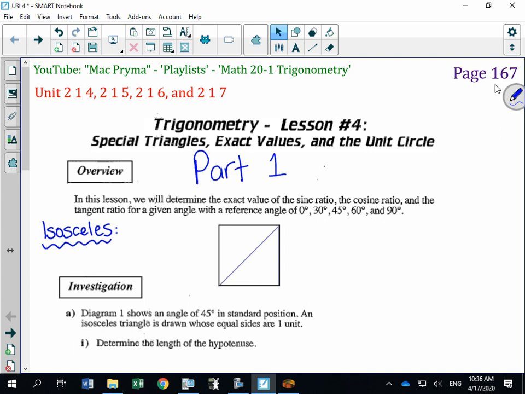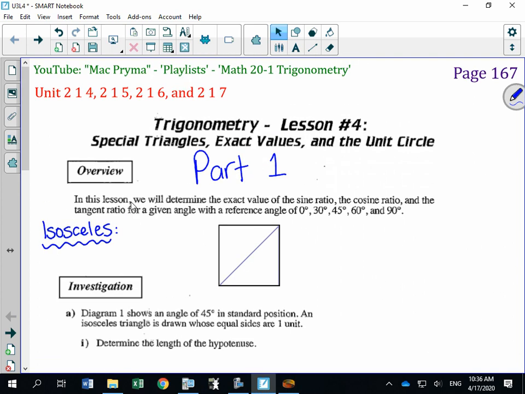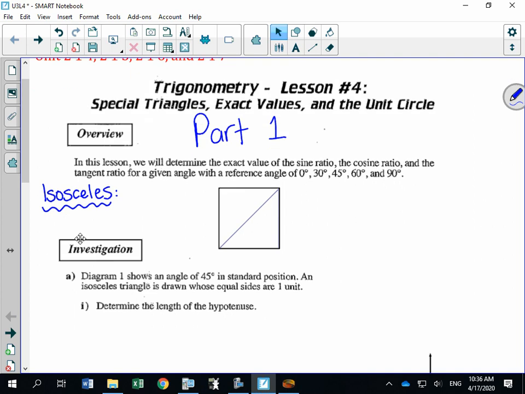Okay, so this lesson we're going to start with part 1, which is on something called special triangles. And there are 3 different types of special triangles that you need to know like the back of your hand. So the first special triangle is called an isosceles triangle. An isosceles triangle is a triangle that has 2 equal sides and 2 equal angles.